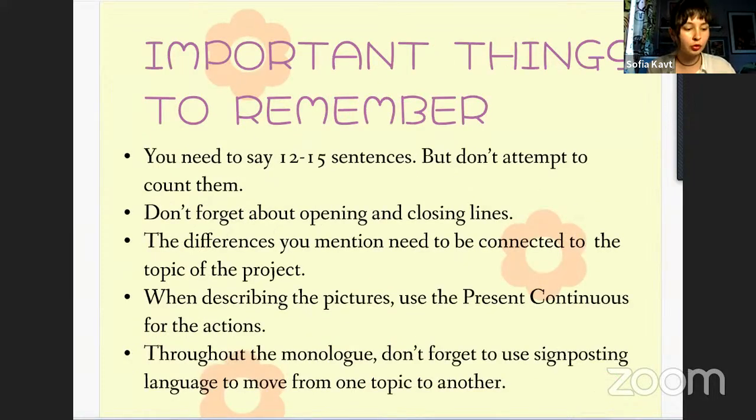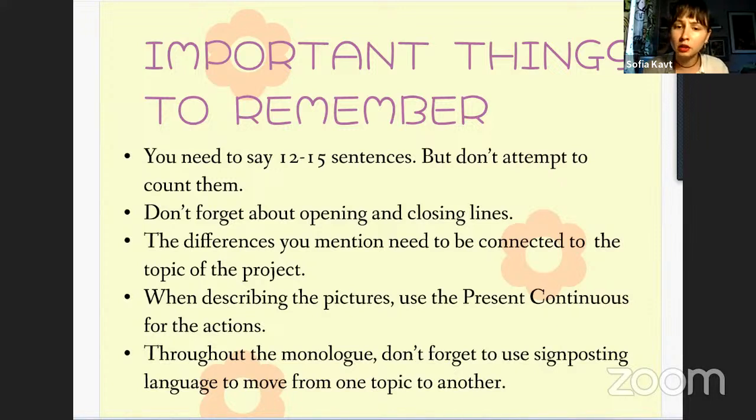Okay, here's a bunch of important things you need to remember when approaching this kind of task. First of all, you need to say between 12 and 15 sentences, but don't attempt to count the sentences. That will distract you a lot from your monologue. If you follow the instructions for every single point of the plan accurately, you will get this number of sentences naturally. So don't ever try to count them.